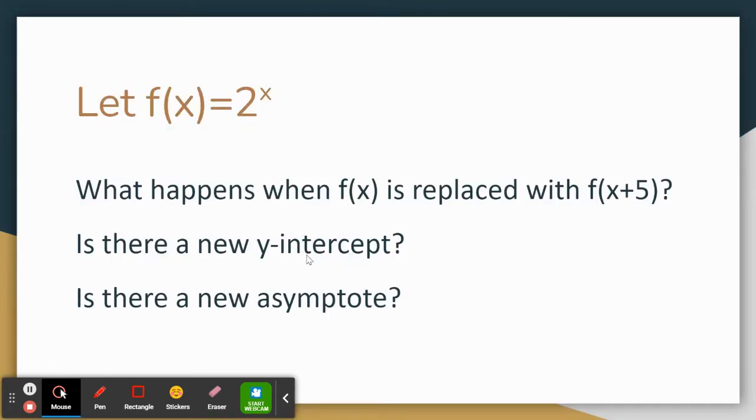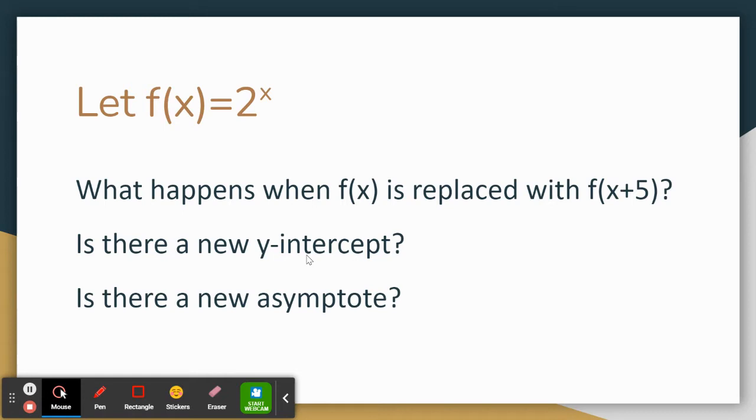So let's start with this first example. This says, let f of x equal 2 raised to the x power. This is going to be the parent function that we're going to work with today. And the question says, what happens when f of x is replaced with f of x plus 5? And notice the 5 is inside the parentheses. Is there a new y-intercept? Is there a new asymptote?